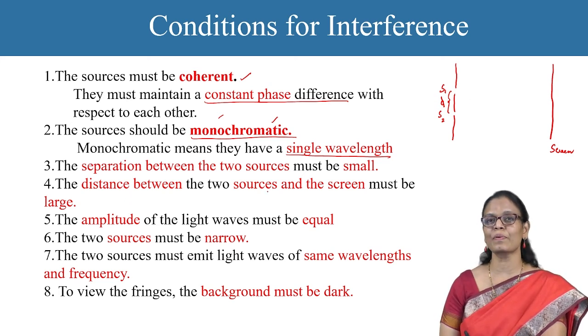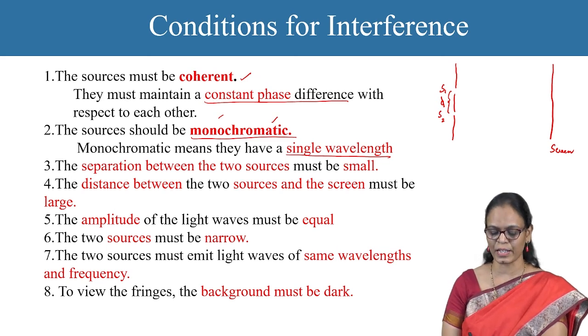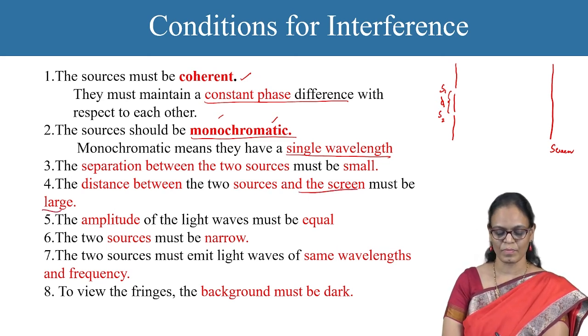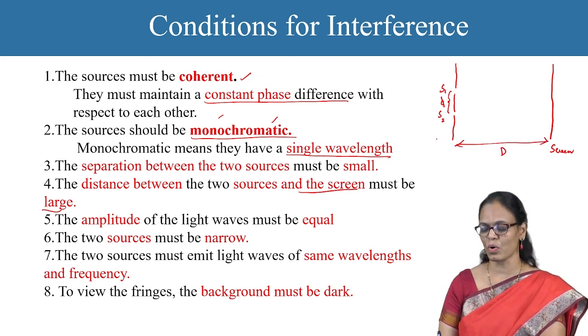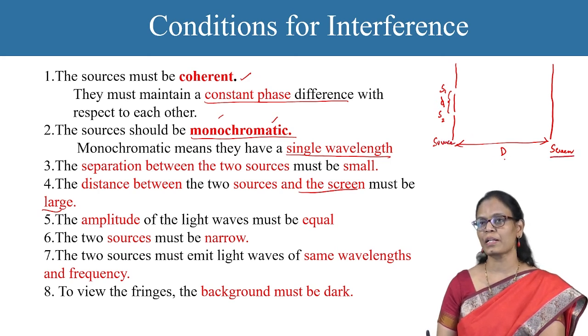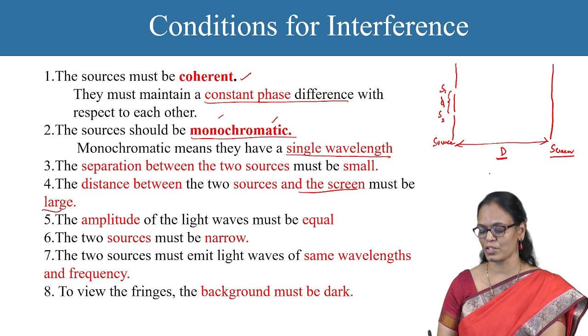Then the distance between the two sources and the screen must be large. This is what we call capital D. Capital D is the distance between the source and the screen. Capital D should be very large. D is much greater than small d. This is the condition that is required for interference.